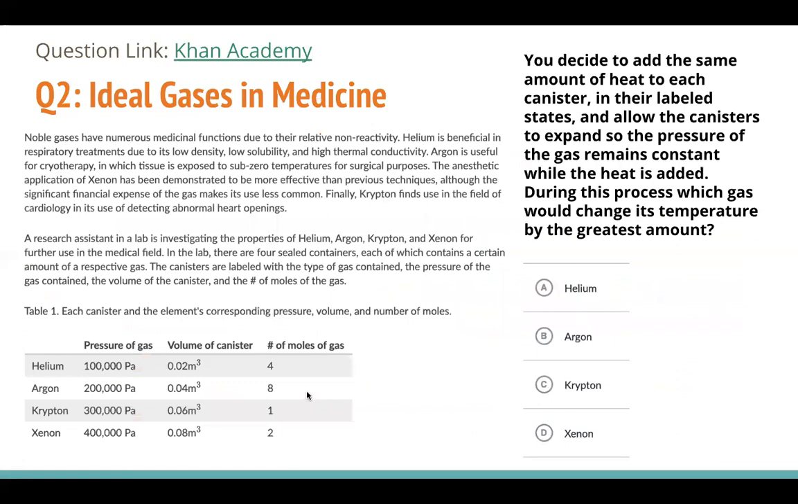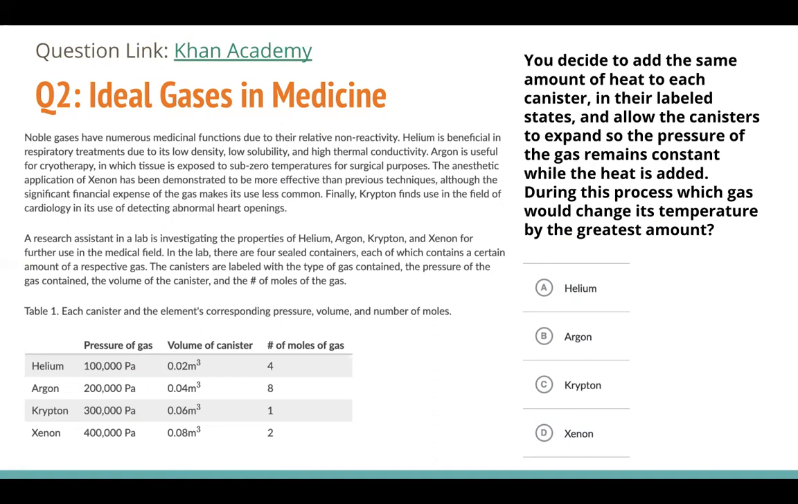Okay, so the second question is also a heat capacity question. And so just remember the principles of heat capacity that we talked about while you are looking at this question. Basically, you decide to add the same amount of heat to each canister and allow the canisters to expand so the pressure of the gas remains constant while the heat is added. So during this process, which gas would change its temperature by the greatest amount?